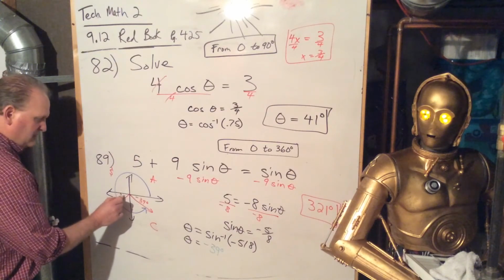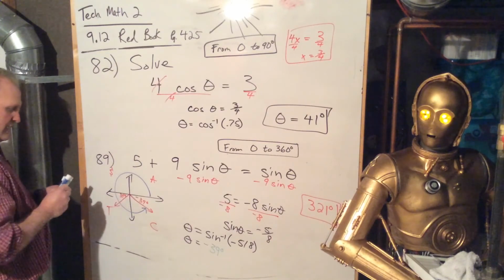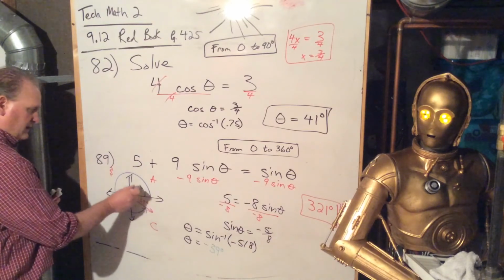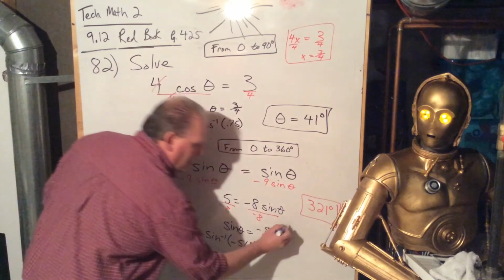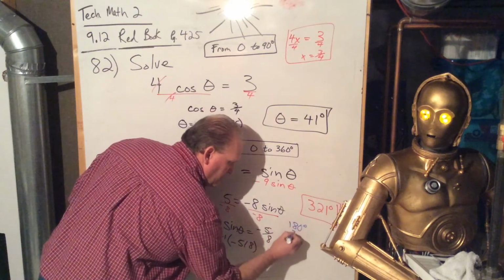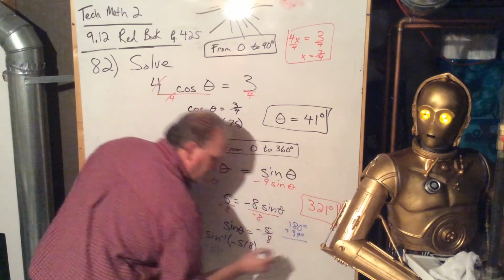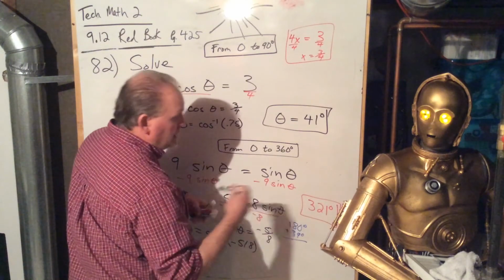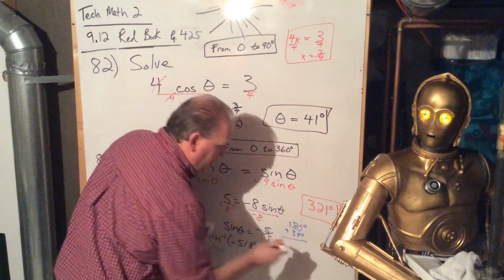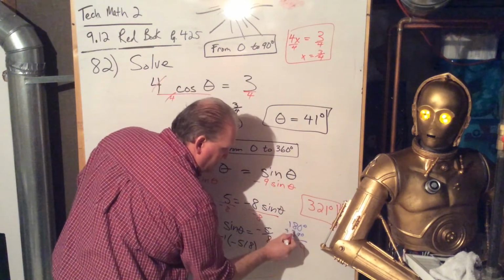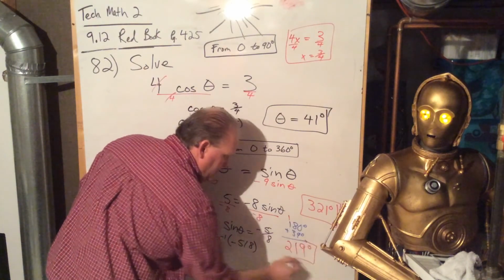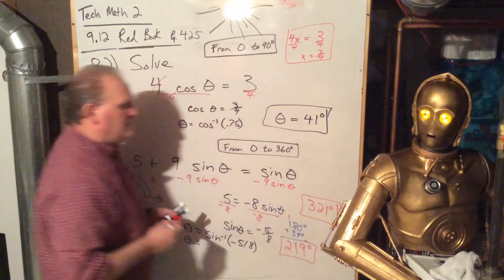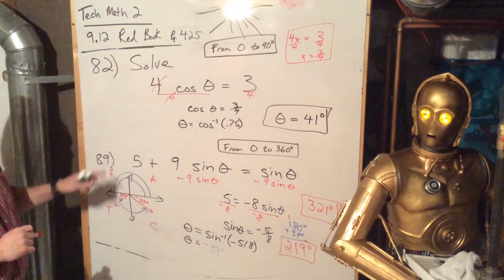Well, that would mean this is 39 degrees right there. So how do I get that? I stop right there. So 180 degrees plus 39. And that should be our other answer. 8, 9, 10, 11, right? Carry the 1, 219 degrees. So those are our two answers, 219 and 321 for number 89.